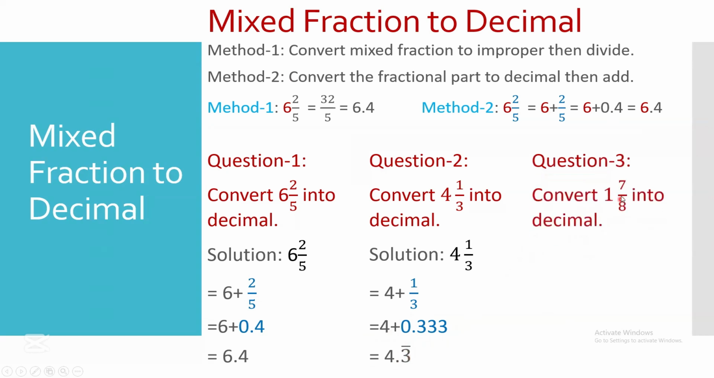Now question number 3, convert 1 whole 7 by 8 into decimal. Now here 1 whole 7 by 8. So we can separate it into 1 and 7 by 8. Then convert this 7 by 8 into decimal. We'll get 0.875 and then add it together, 1.875.